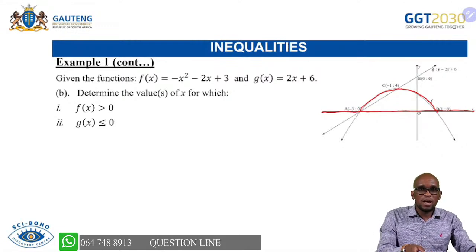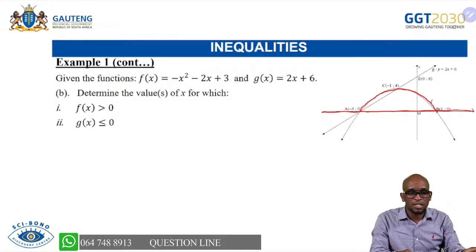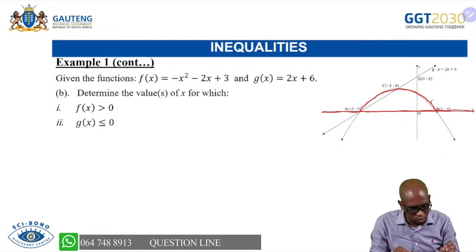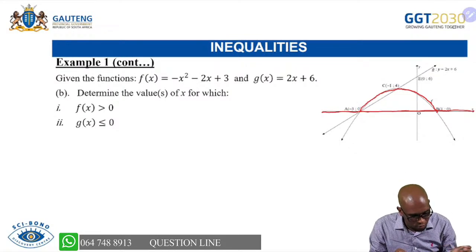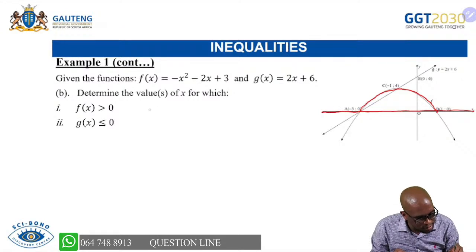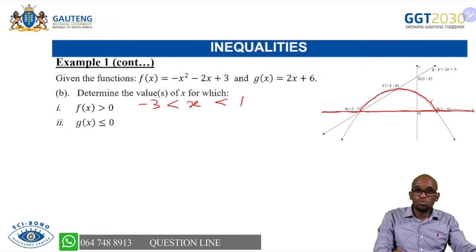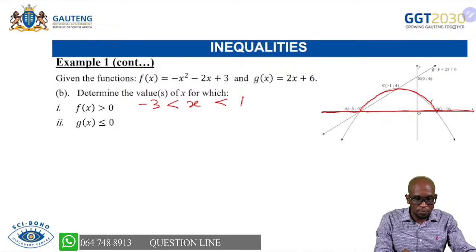Now, in order for us to find the values of x for which that occurs, what we're going to do is check from left to right. You can see that it occurs when x is in between minus 3 and 1. That is where we get f of x being positive.